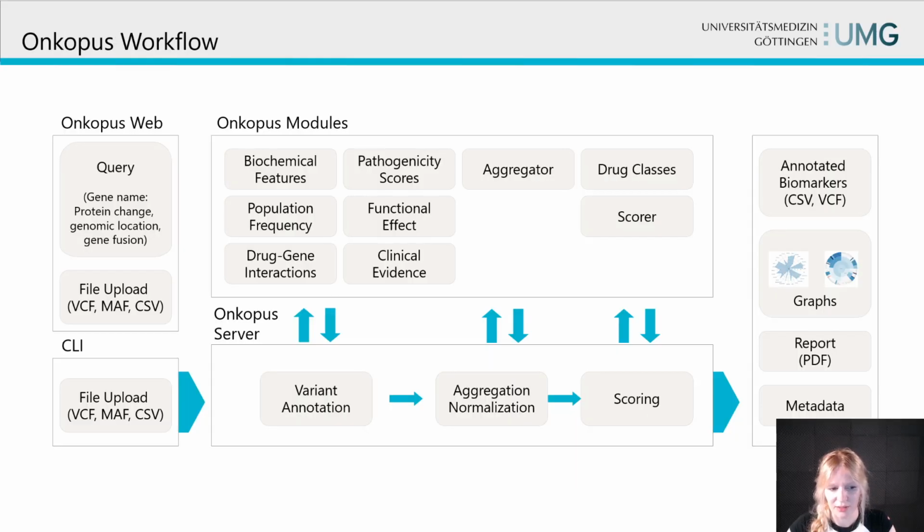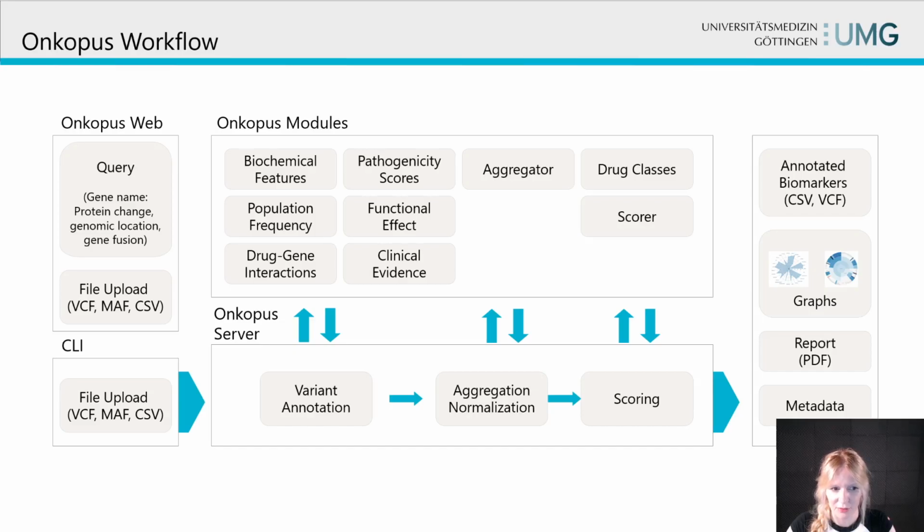The main components of Onkopus are the Onkopus server and the Onkopus modules. The server may be accessed by a web application called Onkopus Web and a command line interface, which is a Python package. You may query in Onkopus Web for a biomarker directly or upload a full variant file like a VCF, a MAF or CSV file.